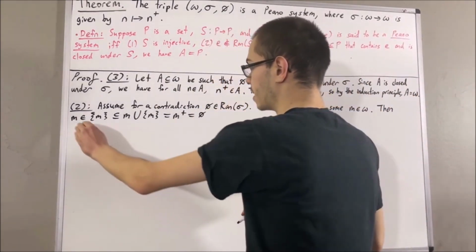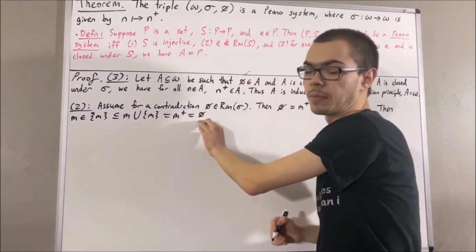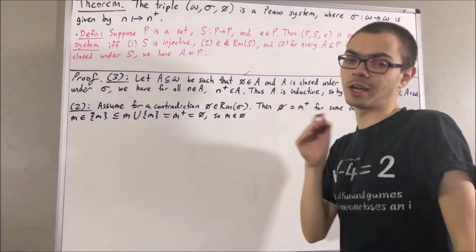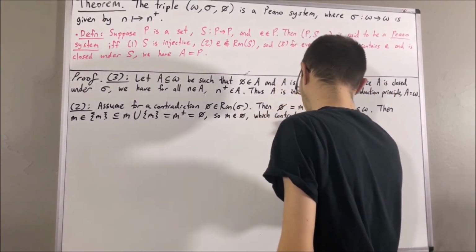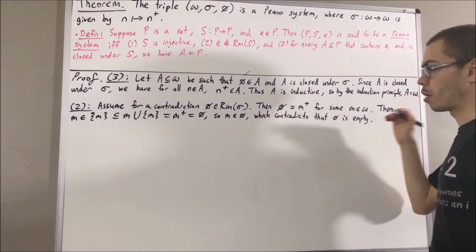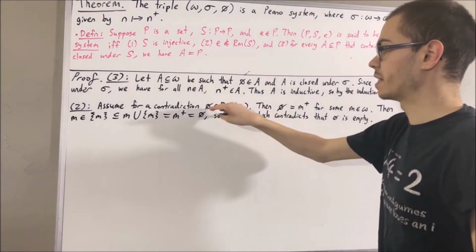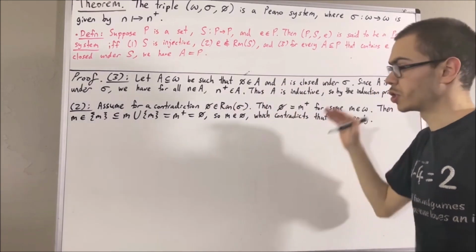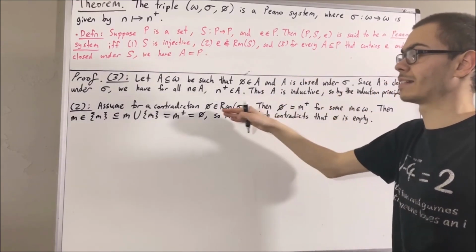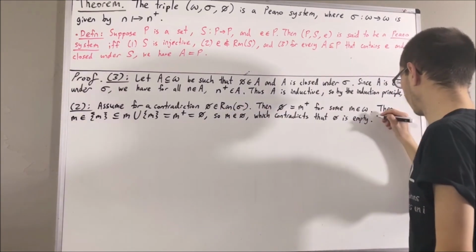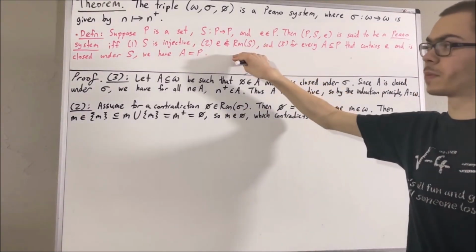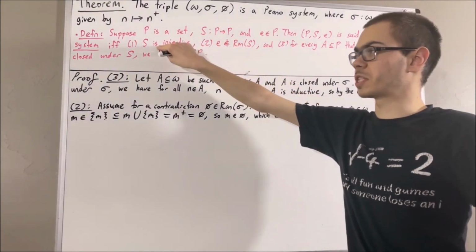So this shows that m is an element of the empty set. But that contradicts the fact that the empty set has no elements. Our assumption that the empty set is an output value of the function sigma led us to a contradiction. So we must instead have that the empty set is not an output value of the function sigma. So that verifies the second condition is true. Now we're going to verify the first condition.